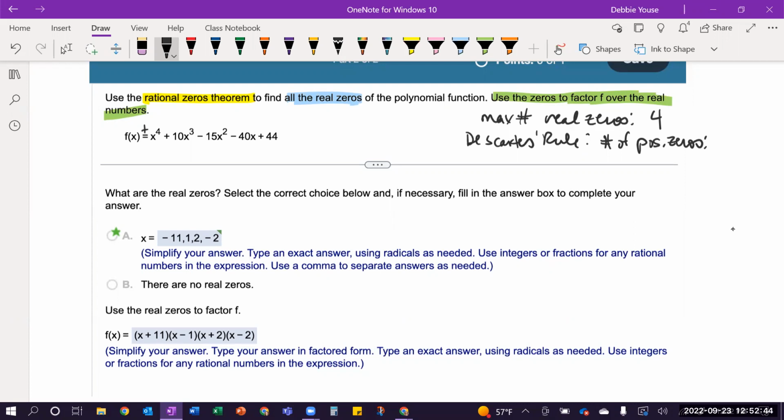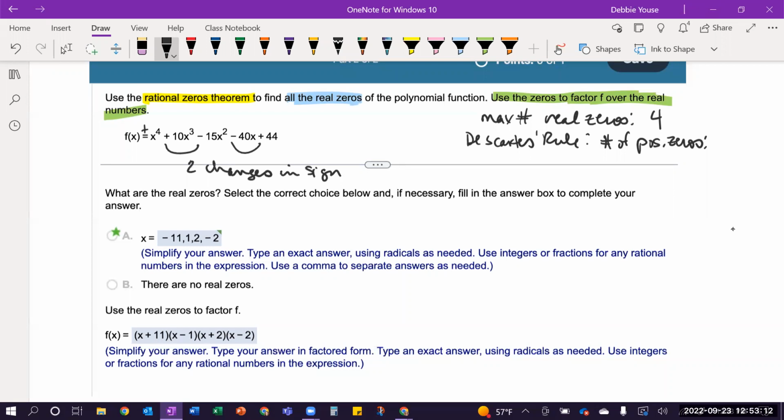From x to the fourth to 10x to the third, plus to plus, it doesn't change. But from plus to minus, that does change. And then from minus to minus, from the squared term to the x term, that's no change. And then from negative 40x to 44, that is a change. So there are 2 changes in the sign.